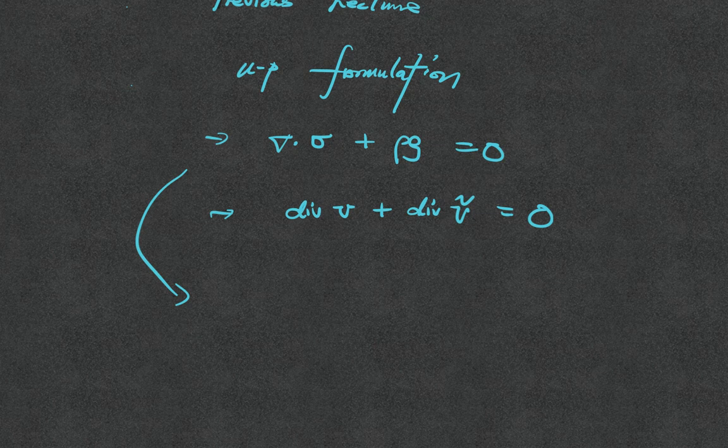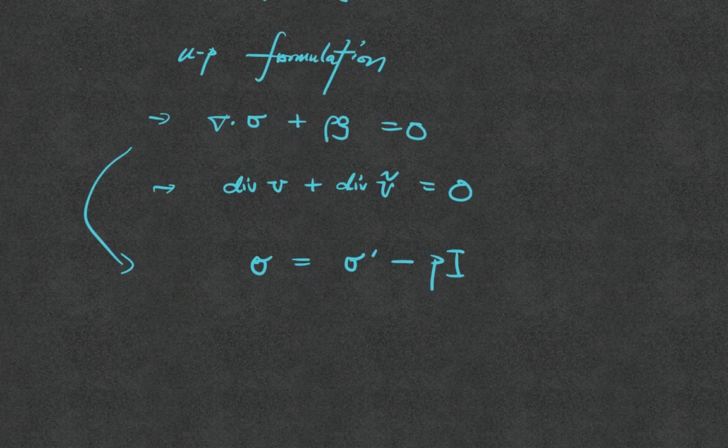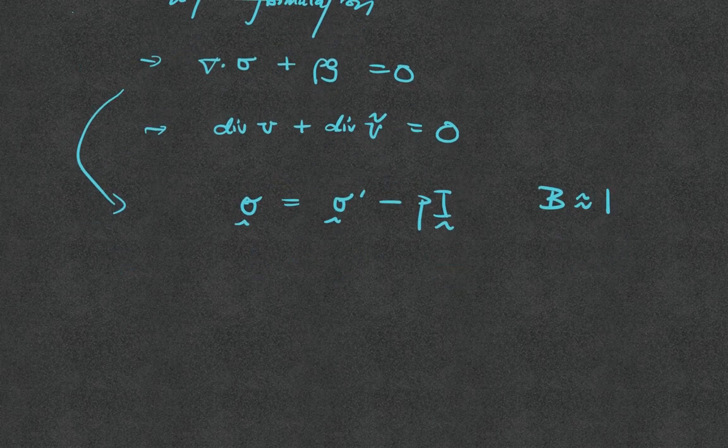In the incompressible flow, we are assuming that the total stress is equal to the effective stress minus pI. Okay, and these stresses are all second order tensors. So far so good. That's for the case where the Biot's coefficient is approximately 1. Now, we're actually generalizing it to a compressible solid phase.